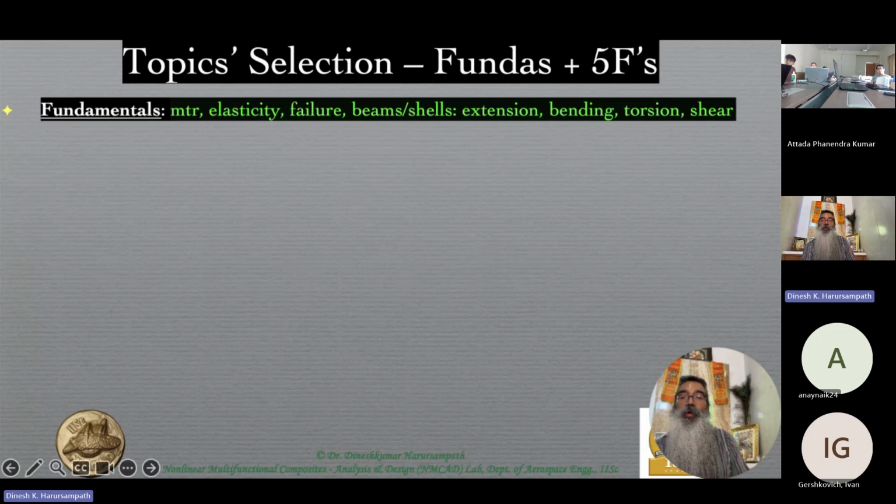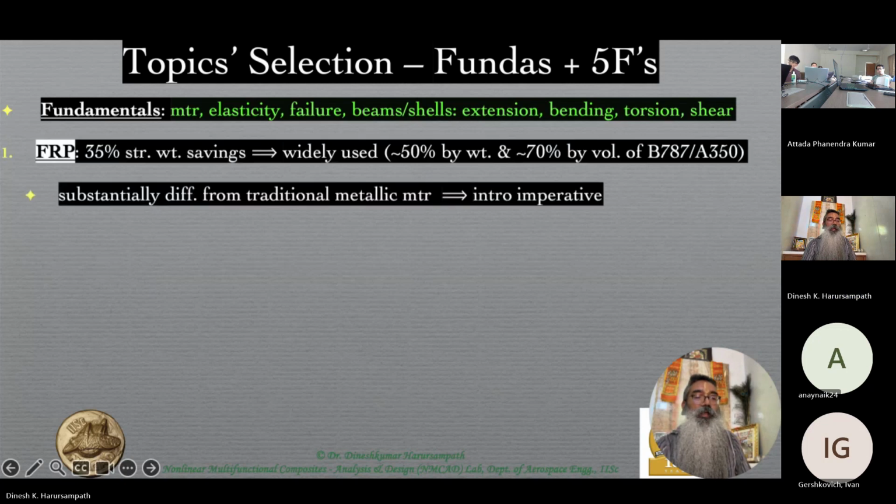And as I said, we are going to generalize the kind of loads that they're going to face: extension, both tension and compression, bending in both directions, torsion, which is essentially twisting, and shear, which is essentially a force which is parallel to the cross section, and therefore causing a stress which is also parallel to the cross section, right? Next, we will one by one look at these 5 Fs.